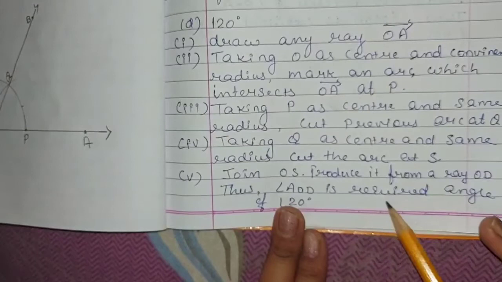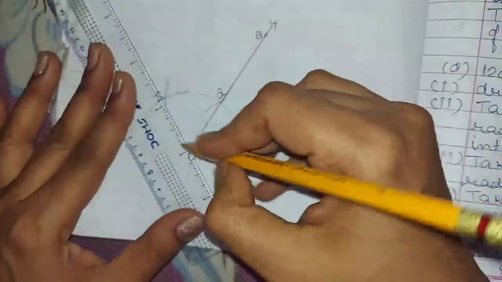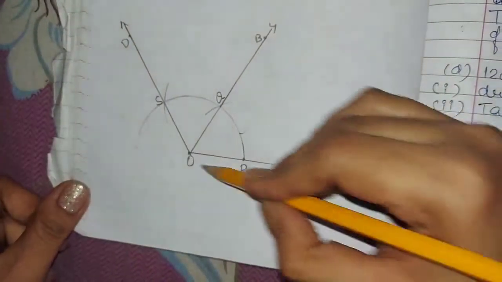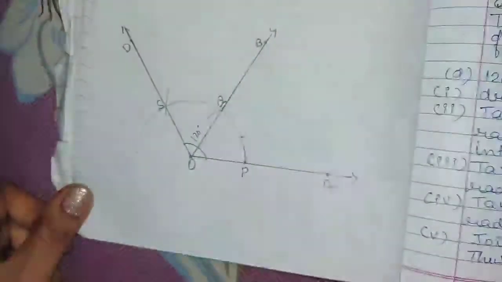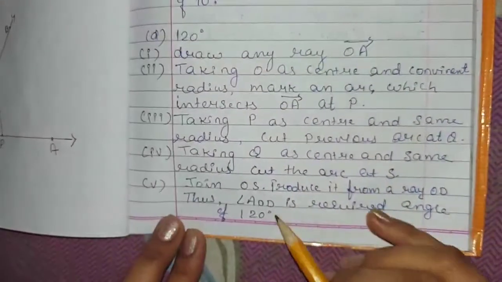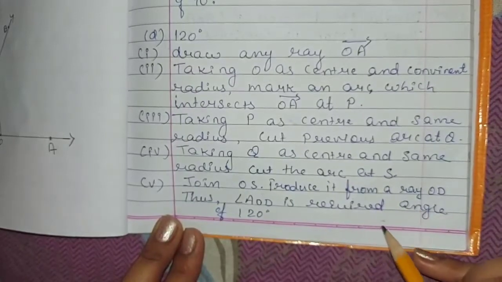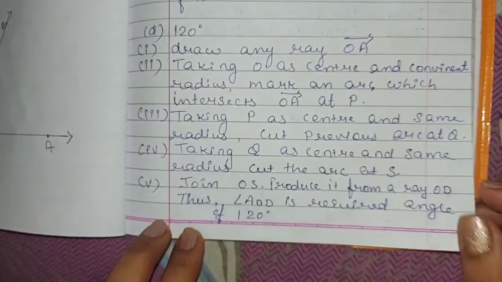Thus, angle AOD is required angle of 120 degree. So students, you can see angle AOD. This angle AOD is 120 degree angle. So let us see again last step. Join OS, produce it from a ray OD. Thus, angle AOD is required angle of 120 degree.